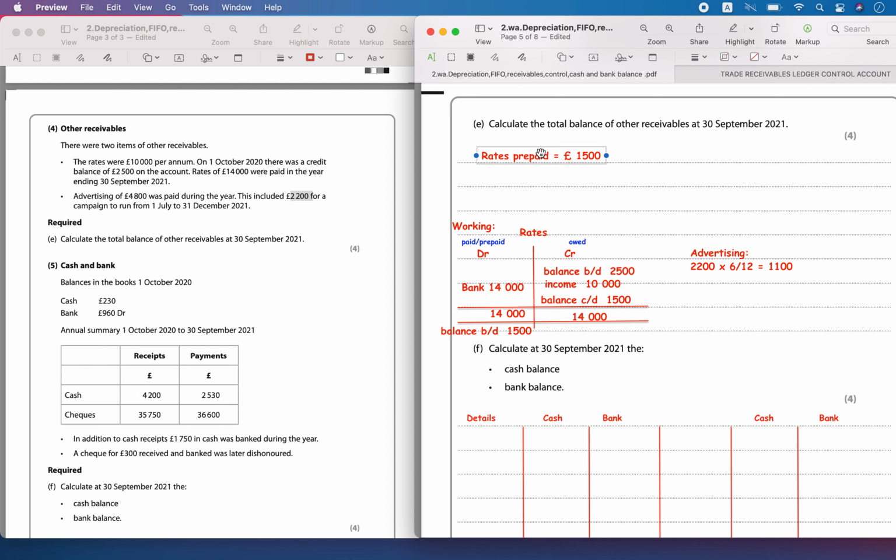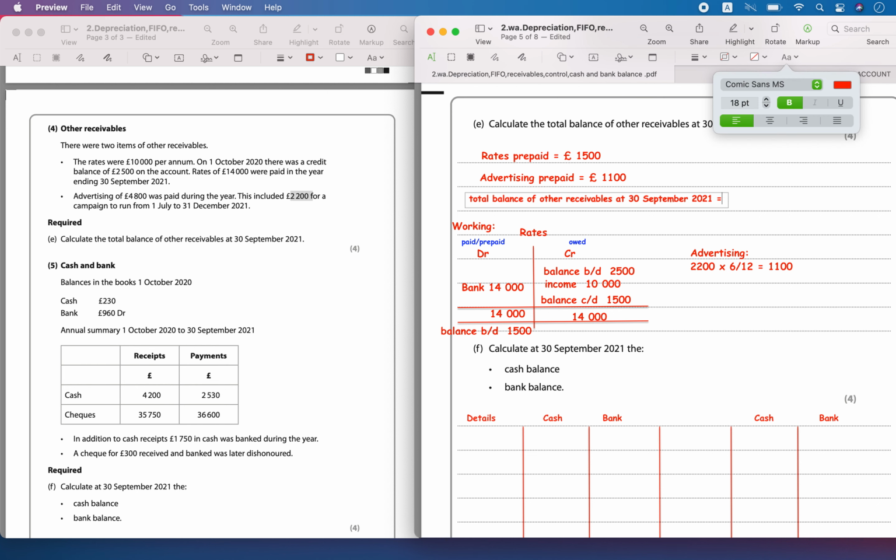So advertising prepaid is going to be 1,100 pounds. Now let's add up the total balance. The total balance on other receivables on 30th September 2021: 1,500 plus 1,100. These have become other receivables, so that is equal to 2,600.